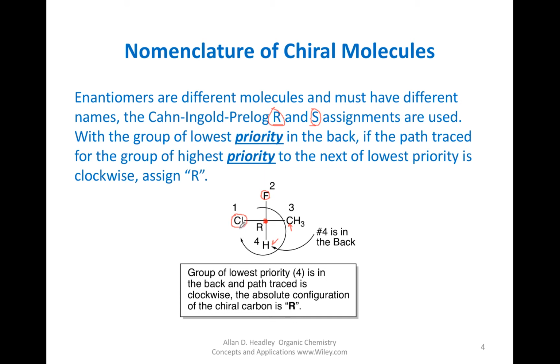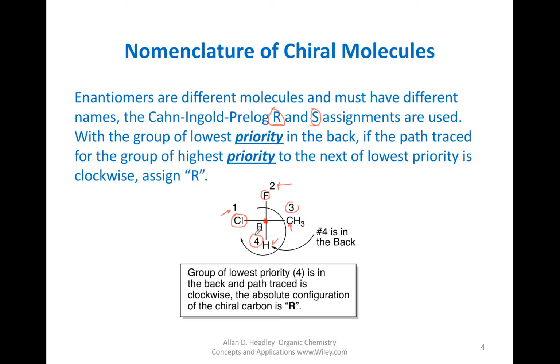Since chlorine has the highest atomic number, it gets priority number 1. Fluorine has the next highest atomic number, so get your periodic table and look at these atomic numbers. It is 9 for fluorine and 17 for chlorine. And carbon, of course, as you know, is 6, so it gets number 3. And hydrogen, as you know, has atomic number 1, so it gets priority number 4.